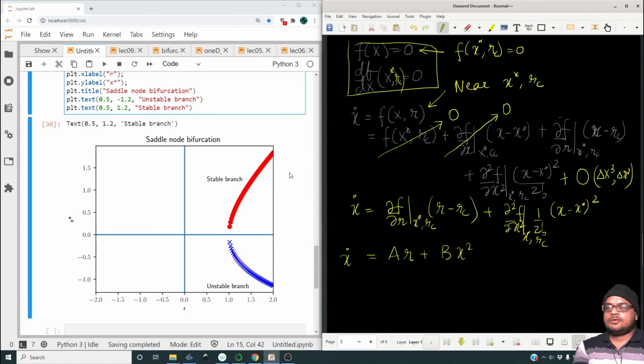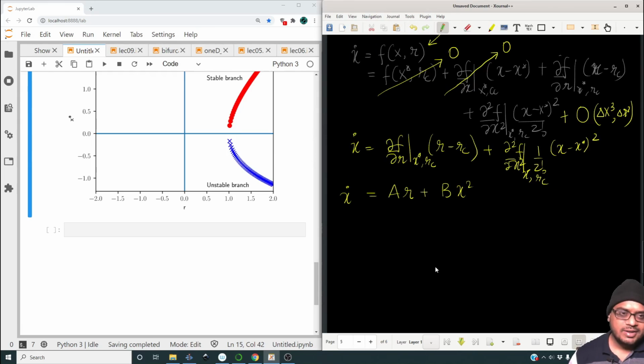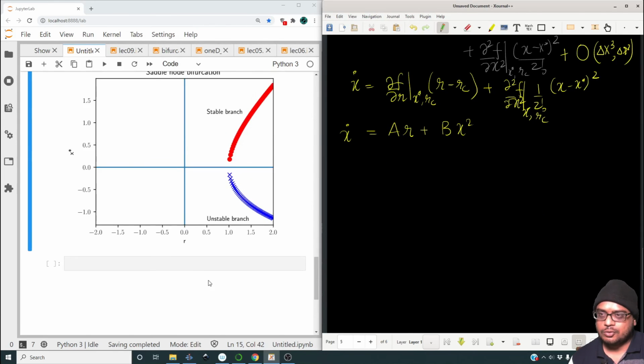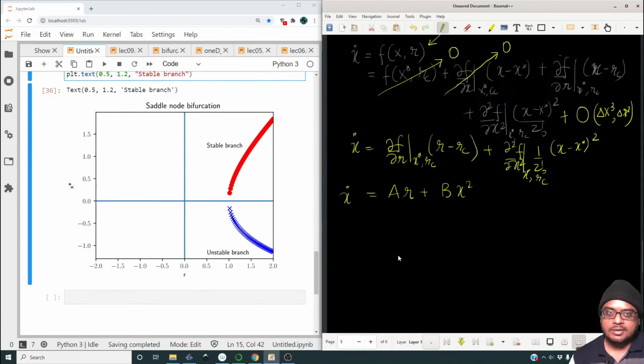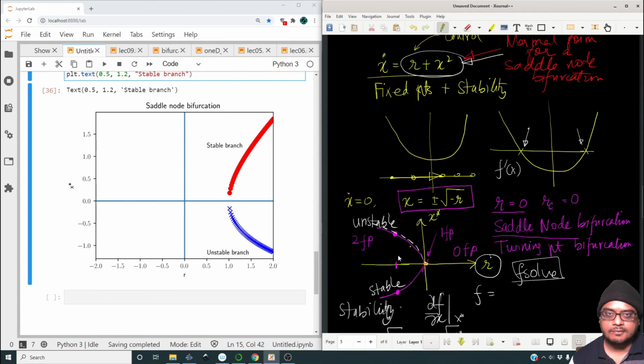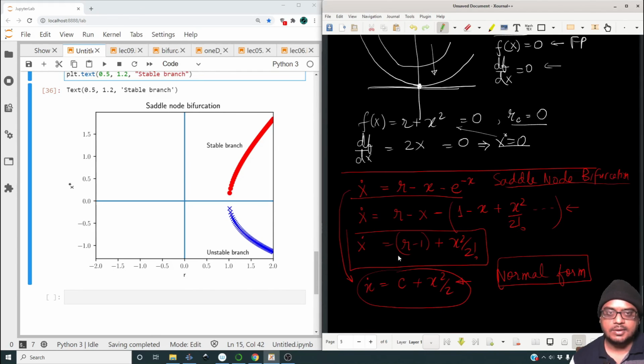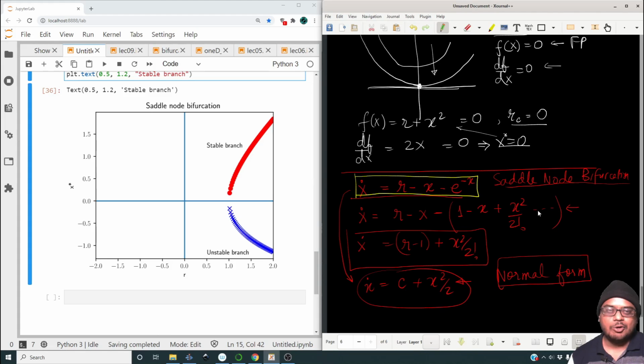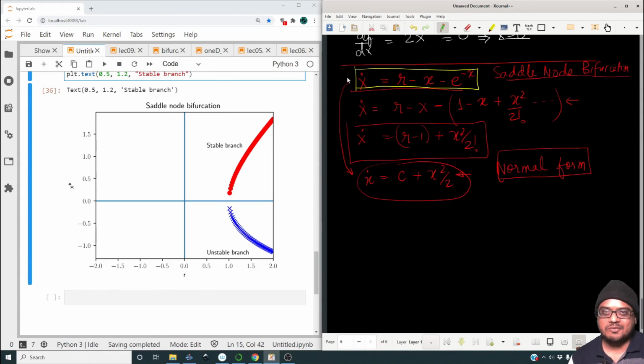Okay, so this is what I wanted to discuss about saddle node bifurcations. Before ending this lecture, let me also show you how you can geometrically think about this particular equation. So, how do you geometrically find fixed points for this? Obviously, you can plot it and see, but it is comprised of two functions, r minus x and e to the power minus x.